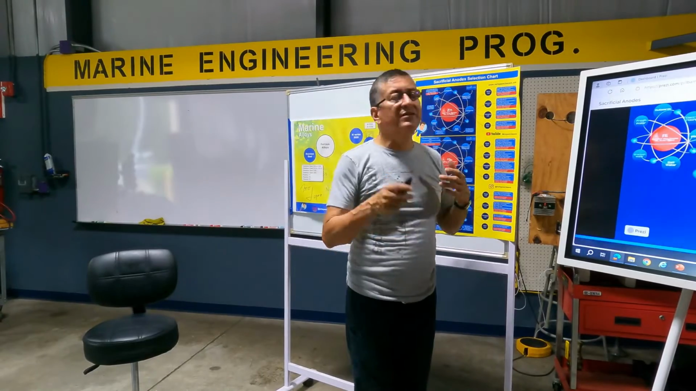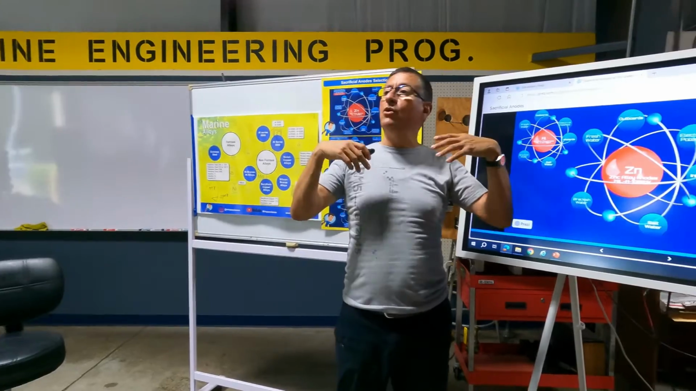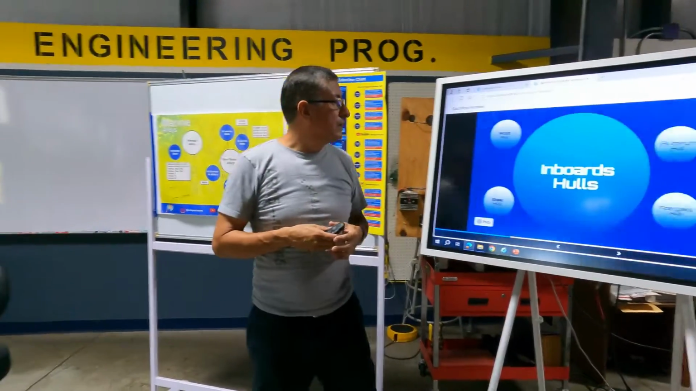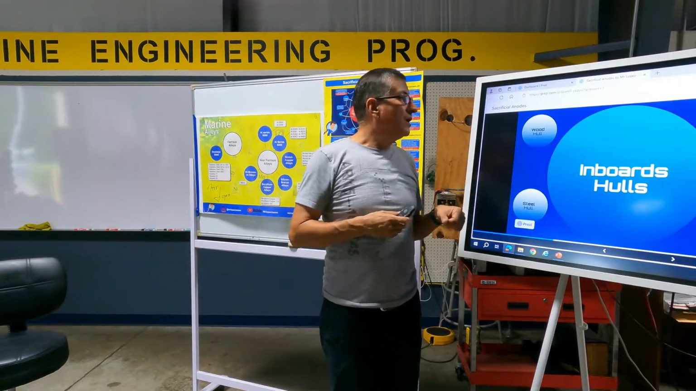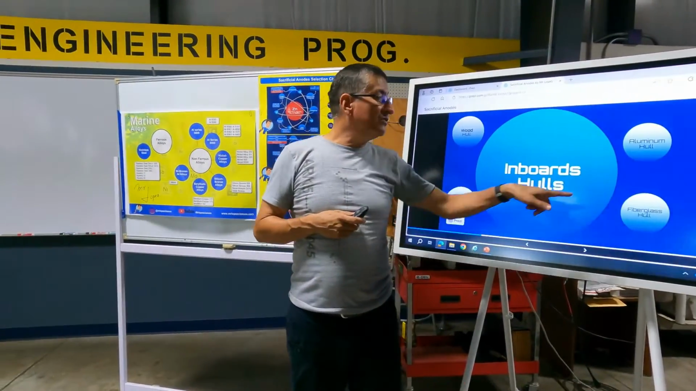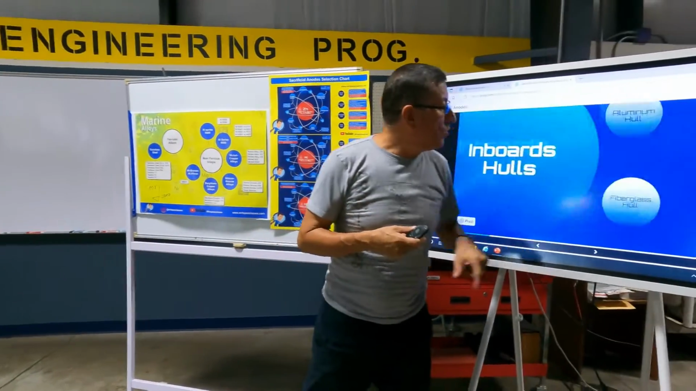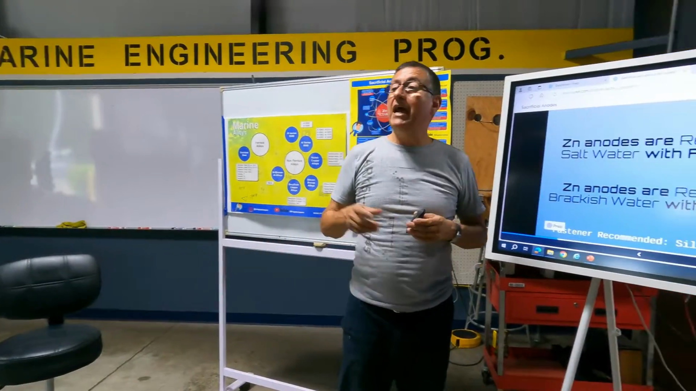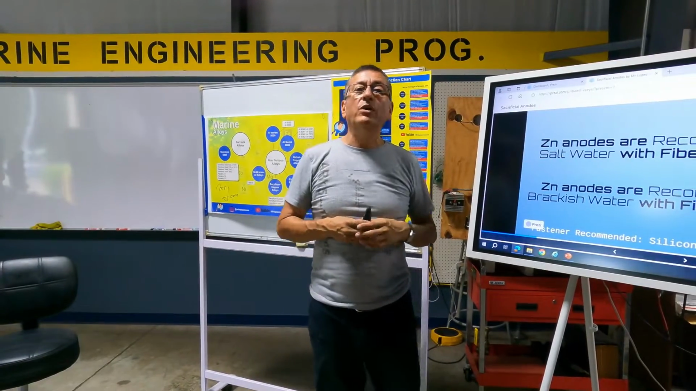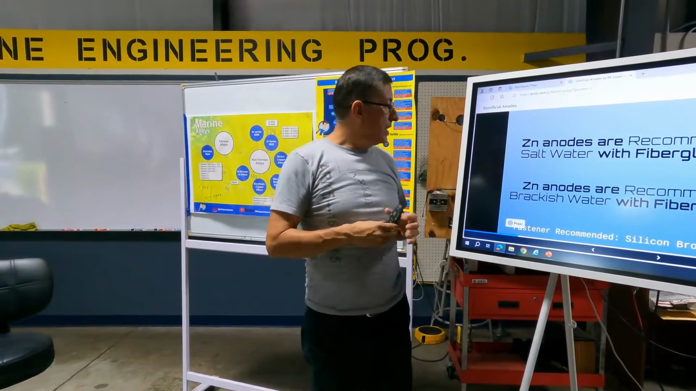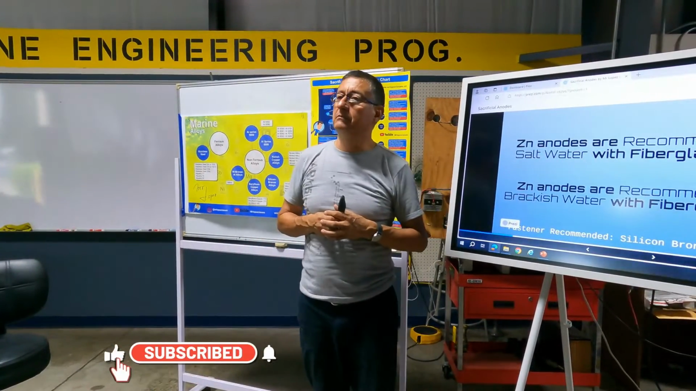And now we are going to check the same analysis, for example, for inboard and outboard. What happened with the anodes of zinc with inboards? Okay, that depends. It depends if the boat is in wood, in aluminum, in fiberglass, or in steel. We are going to start with a fiberglass hull. What happened in a fiberglass hull? The anodes of zinc are recommended in salt water with a fiberglass hull. Good. The anodes of zinc are recommended in brackish water with fiberglass.